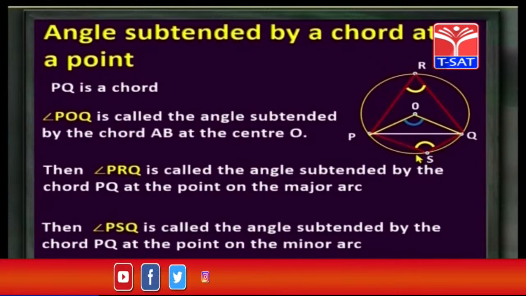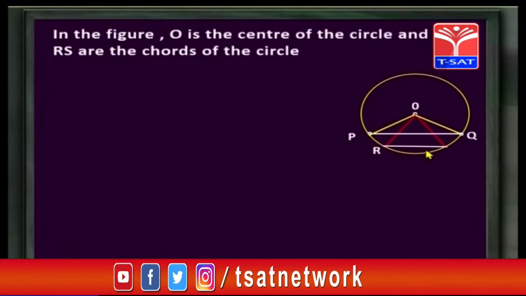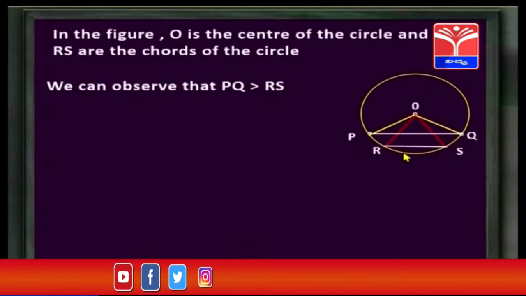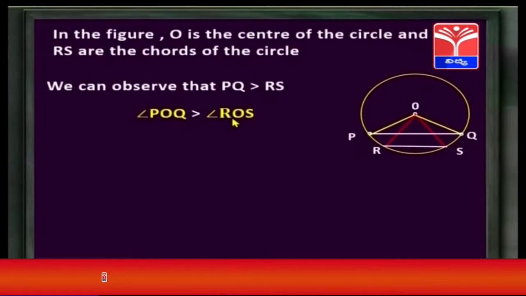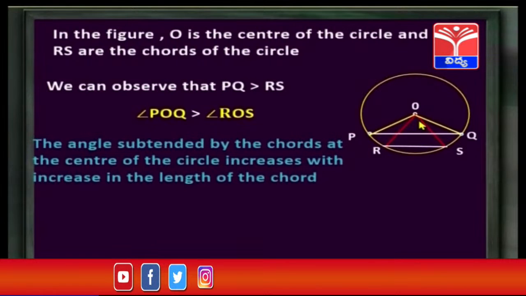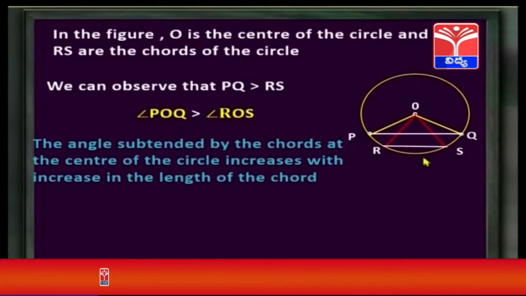Now observe, students, this circle: PQ is a chord and RS is also a chord. In the figure, O is the center of the circle, PQ and RS are chords of the circle. We can observe PQ is greater than RS. Then angle POQ is greater than angle ROS. The angle subtended by the chords at the center of the circle increases with increase in the length of the chord. That means if the length of the chord increases, the angle also increases. If the length of the chord decreases, the angle also decreases, right?